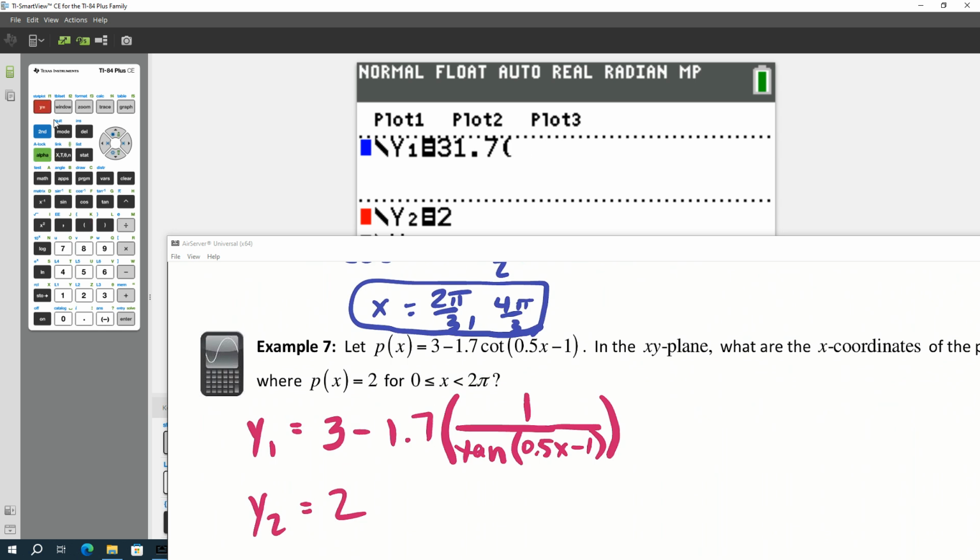Now, I recommend that you do the alpha y equals fraction guy. Oh, my minus didn't.